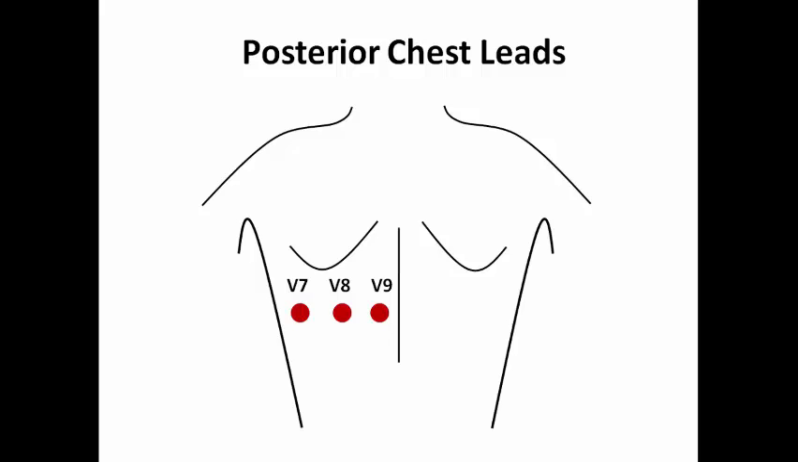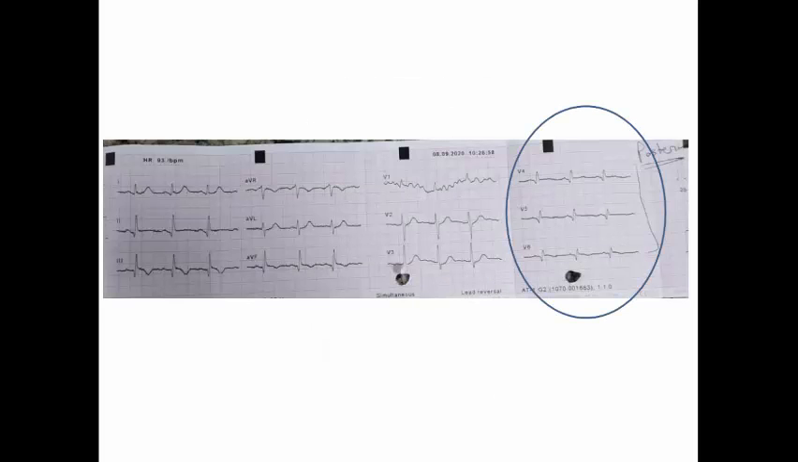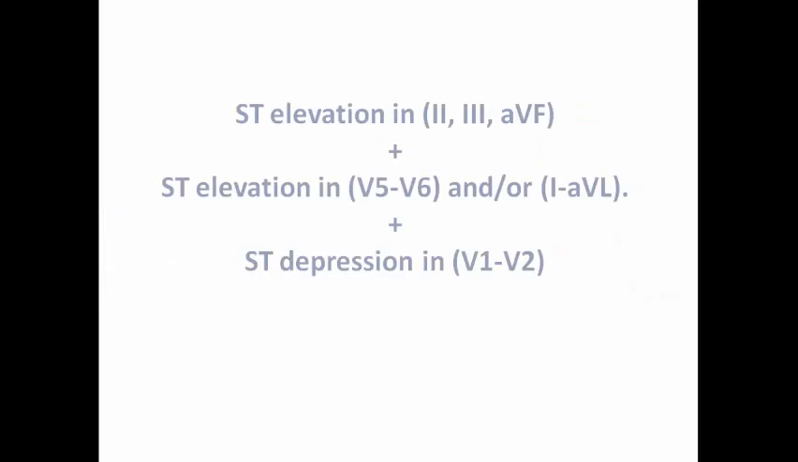So we can see here that the posterior chest leads are put on the back of the patient to the left side in order to diagnose posterior STEMI. If we perform an ECG here, we can see that these posterior leads, which are equivalent to V7, 8, and 9, show ST elevation diagnosing posterior infarction. And the cut point here is 0.5 mm, not 1 mm.